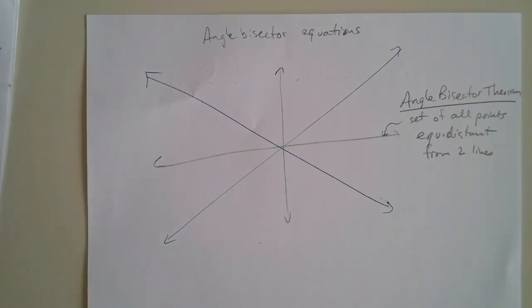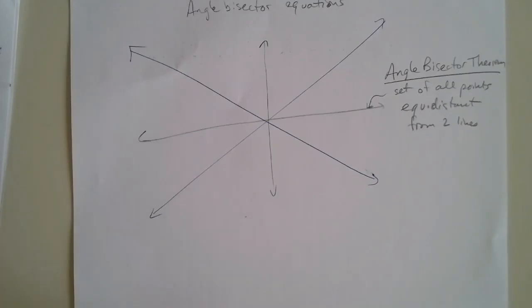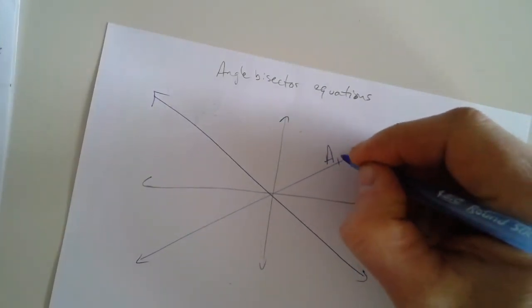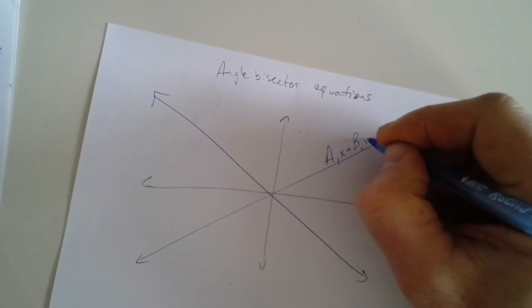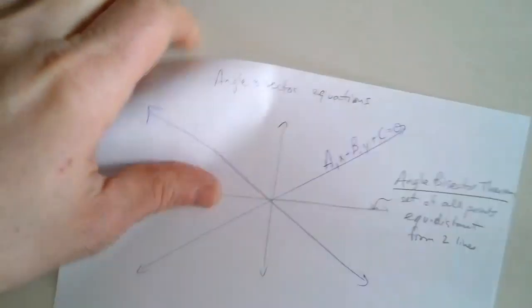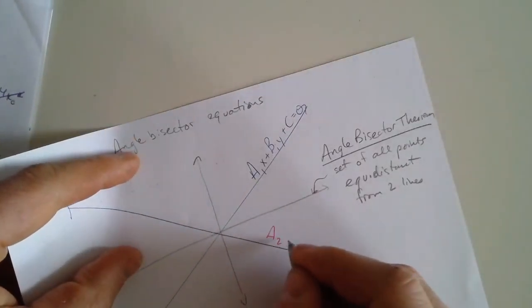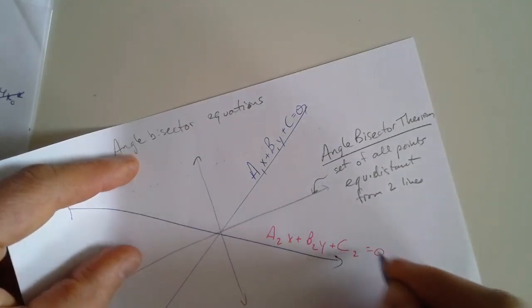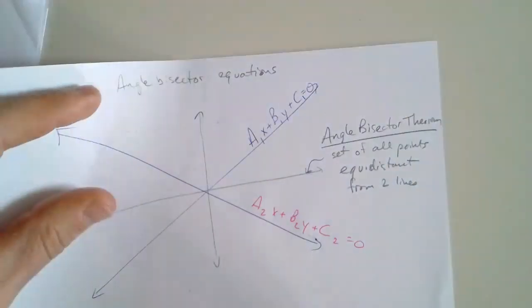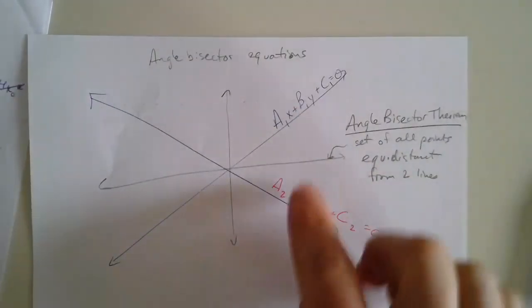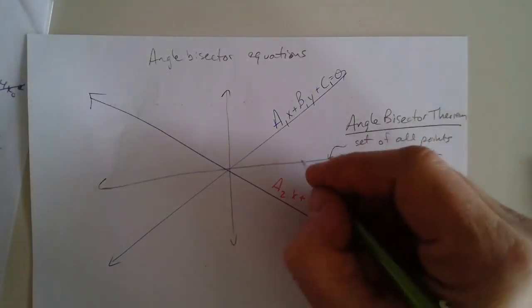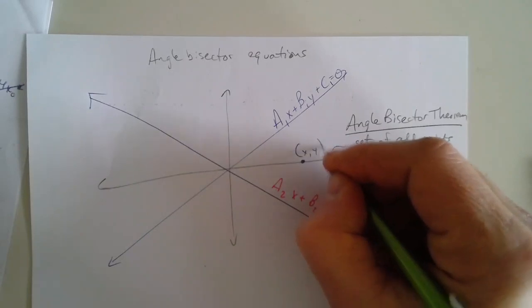So let's call this line right here A1x plus B1y plus C1 equals 0, and we'll call this one here A2x plus B2y plus C2 equals 0. And let's call this point anything we want it to be. Let's just call this point x comma y. We don't want to put a subscript on it because that would say it's got specific coordinates. We just want it to be general.